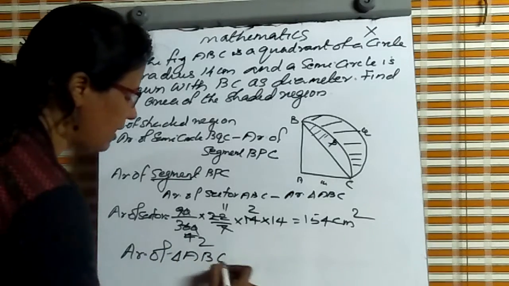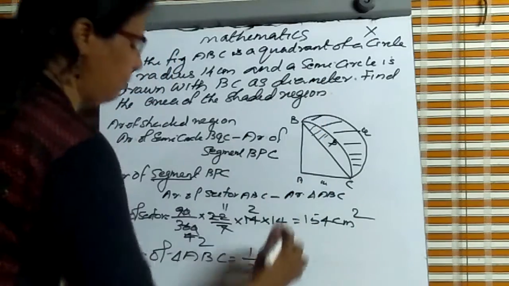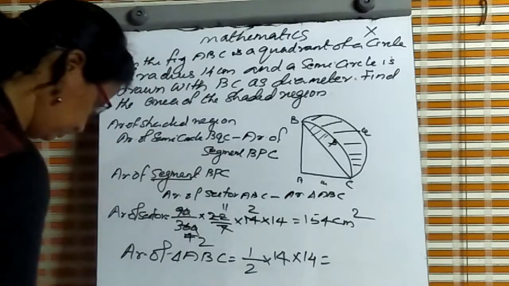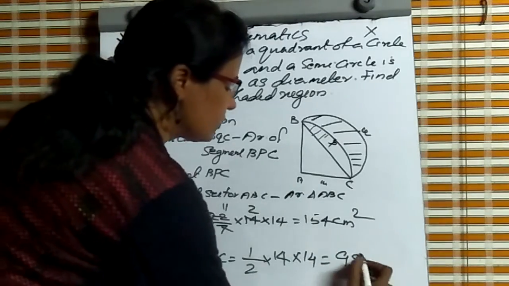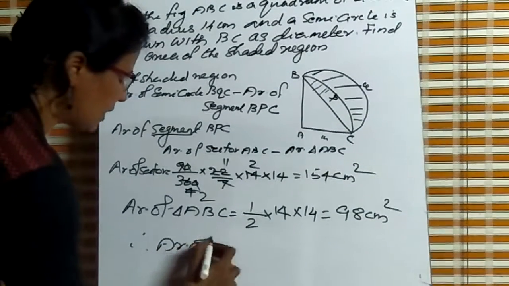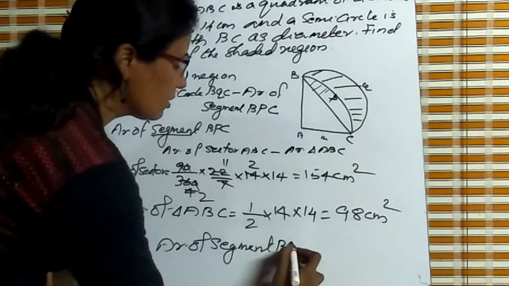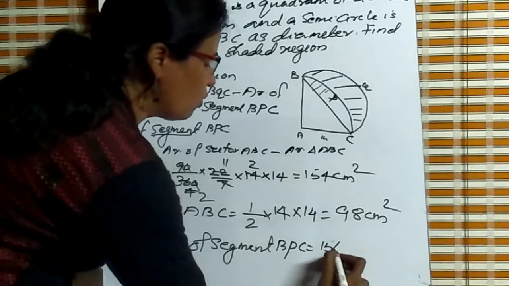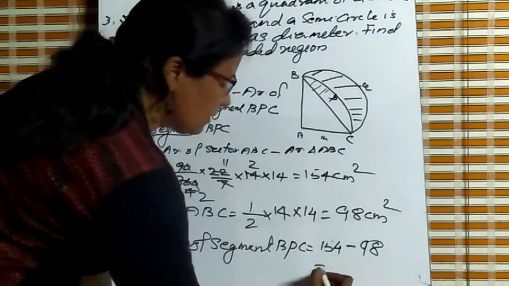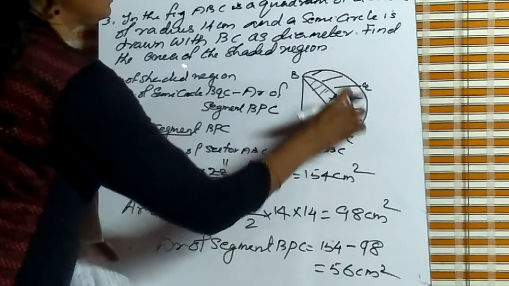Next, area of triangle ABC. Triangle is a right angled triangle, so half into base into height. This BC 14, AB 14. Half into 14 into 14 is equal to 98 centimeter square. Therefore, area of segment BPC is equal to 154 minus 98 is equal to 56 centimeter square, is the area of the segment.